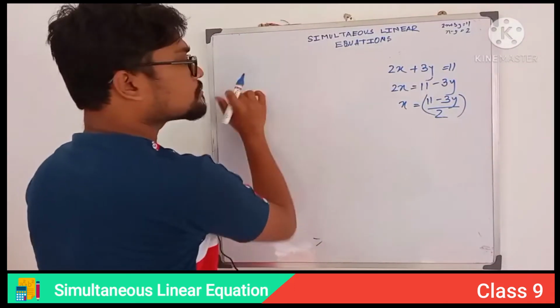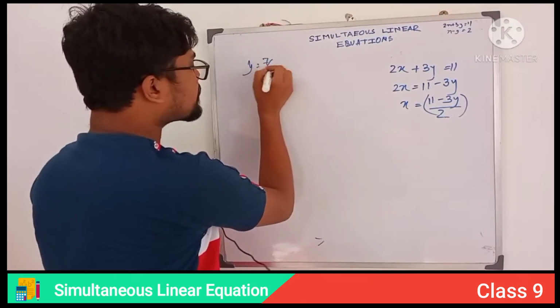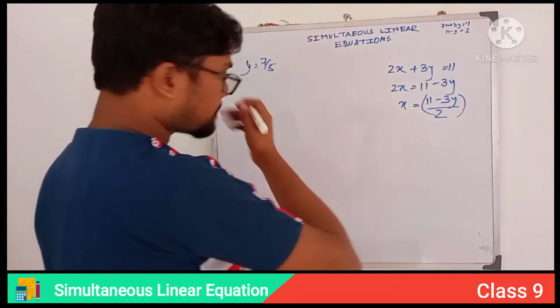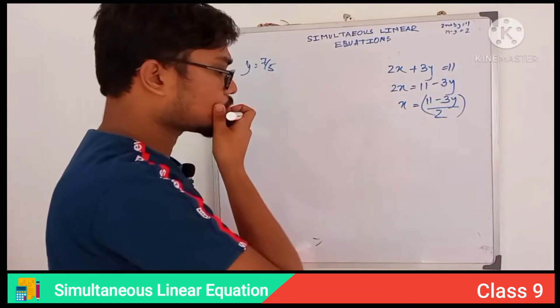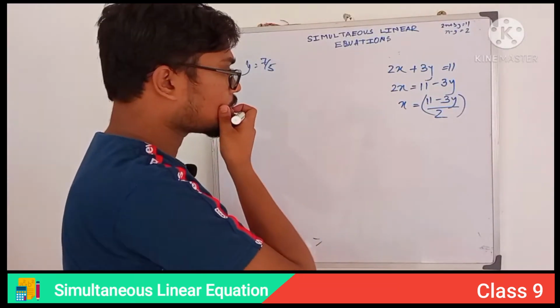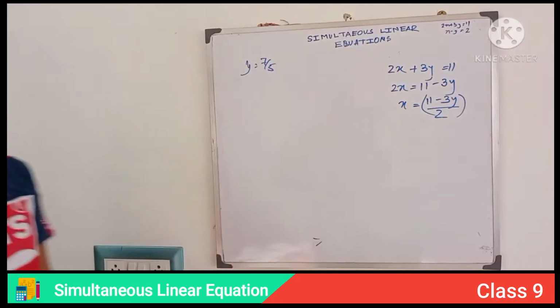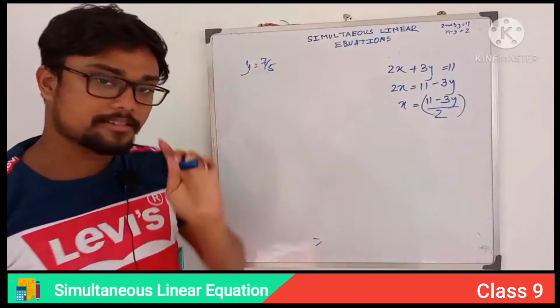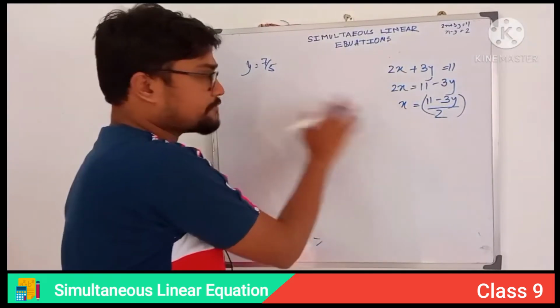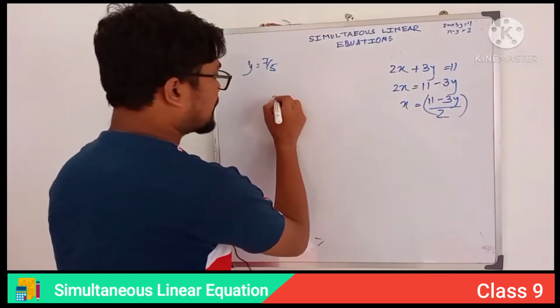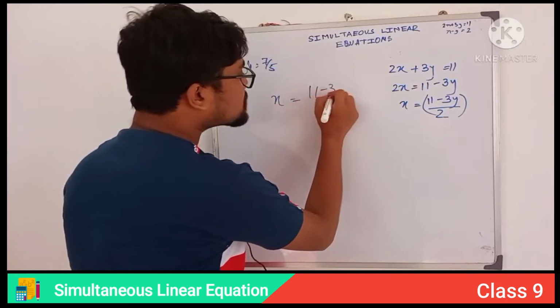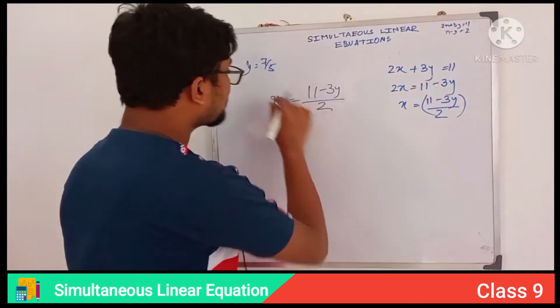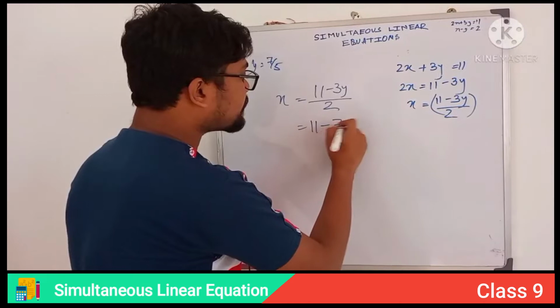Y equal to what was the equation? Y equal to 7 by 5. Okay. Sorry for the interruption. The value of y is 7 by 5. Now I put this value of 7 by 5 in this equation: x equal to (11 minus 3y) by 2. The value of y is 7 by 5.